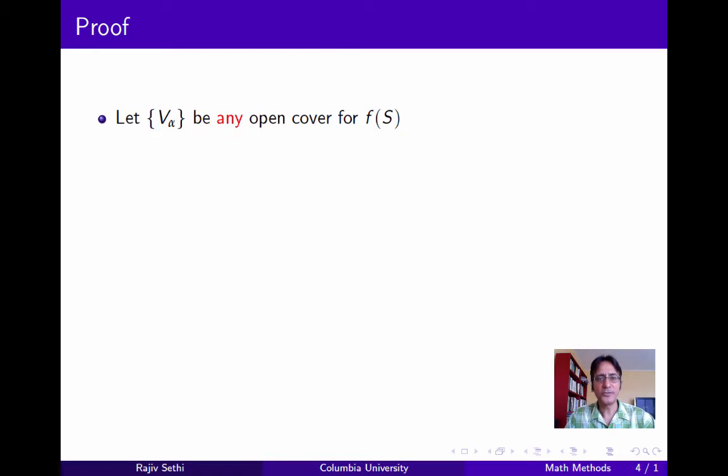Now to prove this, we have to show that if f is continuous and S is compact, then any open cover for the image of S must have a finite subcover. So let V alpha be a collection of open sets that's an open cover for the image of S. Now since f is continuous, the inverse image of every open set must be open, and so therefore the inverse image of every set V in this collection is open in the domain.